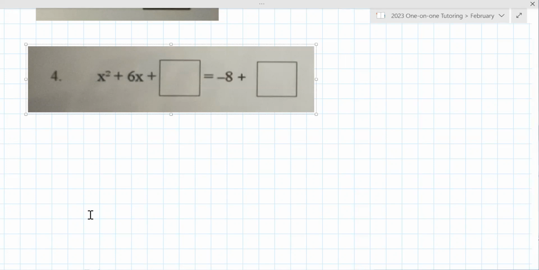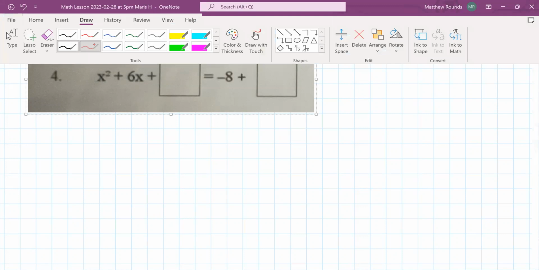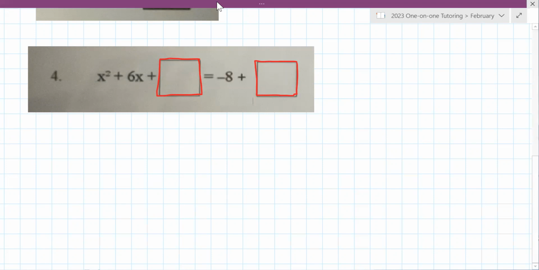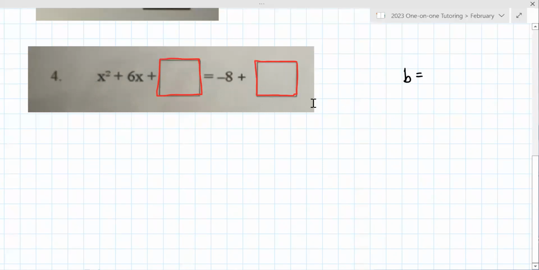All right, so we're going to do the same thing here, but this time, and I really actually like the way they've done this, I'm going to put it in red here. What they're trying to show you is that whatever number you put here, you're going to put the same number here. So it's just like the previous problems. What is your b value in this problem here?